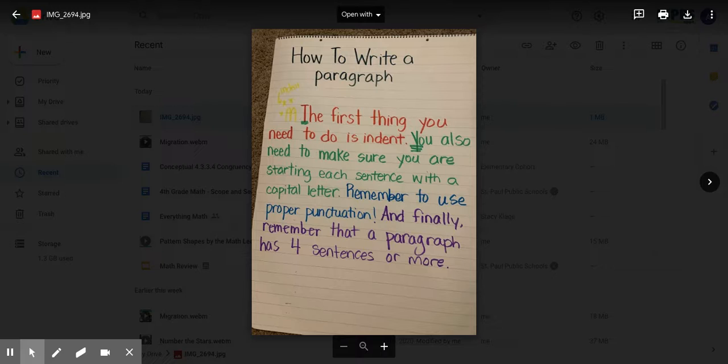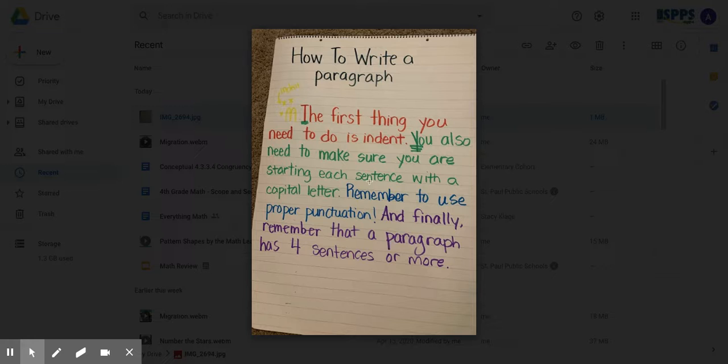So I made a little chart for you. Good thing I brought chart paper home with me. And I want you to notice I wrote a paragraph about writing a paragraph.